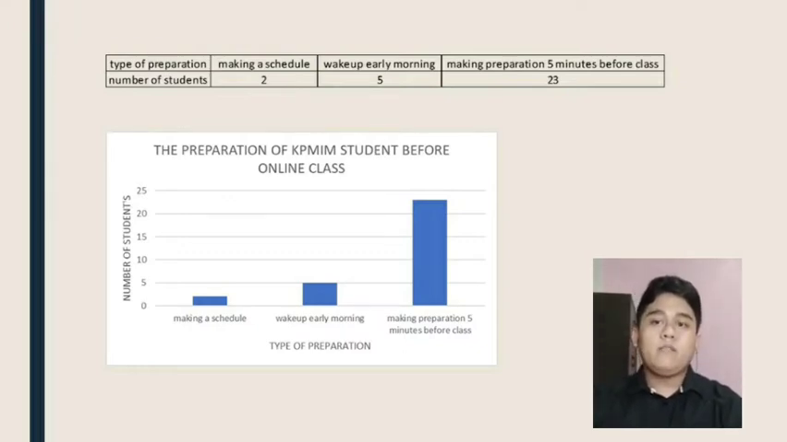When students wake up early in the morning, they can review in advance the topic that will be taught in class. So students will have more fun learning and be active in online class. The lowest type of preparation is making a schedule. It happens because students only use the class schedule provided by the college and they do not have their own daily schedule. If students do not have their own daily schedule, they cannot divide their time.